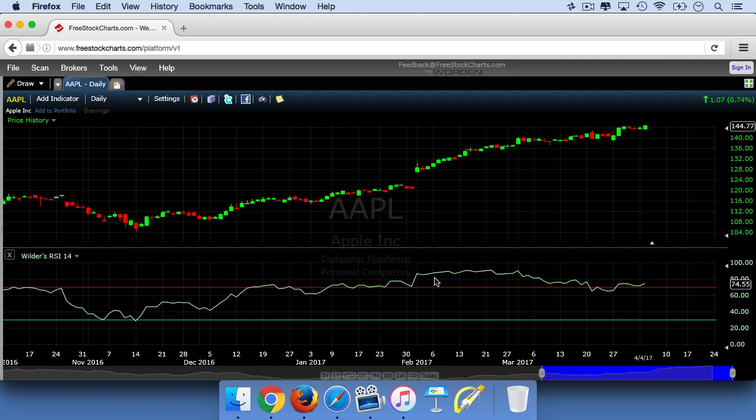So when you see the RSI overbought like this, you have to ask yourself, is it in a trending environment? Usually if it stays above it for an extended period of time, it means that you are in a trending environment and you want to trade with the trend, in which case you'd want to buy Apple and go long here.